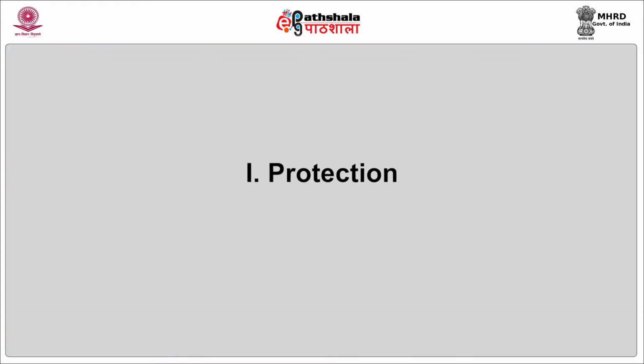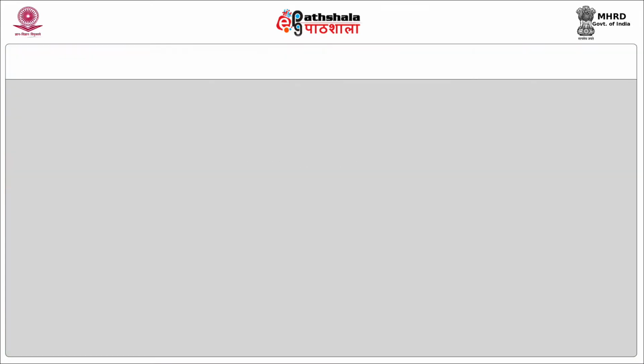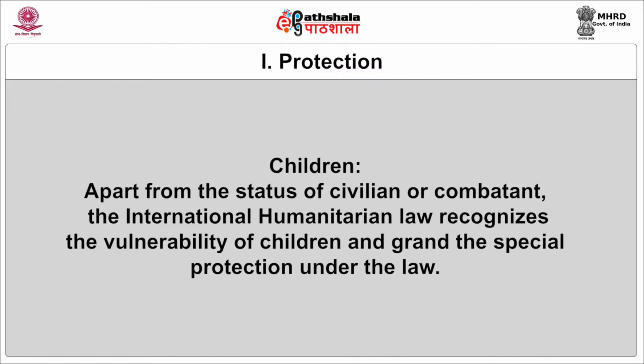The practices towards those protected persons are categorized into the protection given to them and the remedies available. Number 1. Protection. Children: apart from the status of civilians or combatant, the international humanitarian law recognizes the vulnerability of children and grants them special protection under the law.